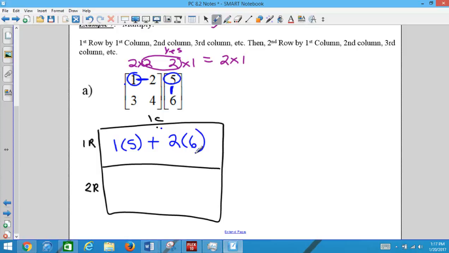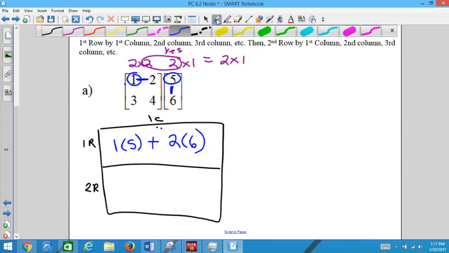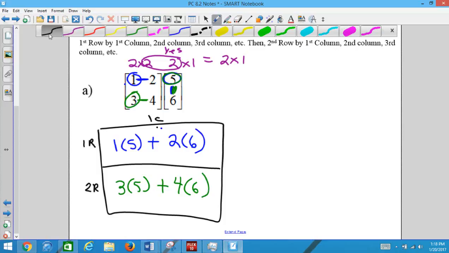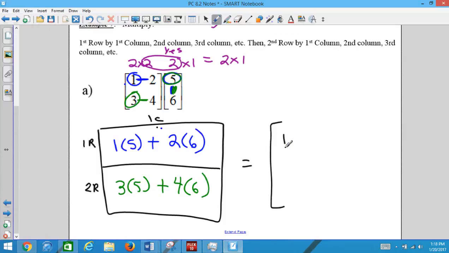Now to get second row, first column, I do second row, first column. So I do the first number, 3, times the first number, 5. Then I do plus, and I do 4 times 6. That will give me, when I multiply and add those together, a matrix that is 17, 39. 2 rows, 1 column.